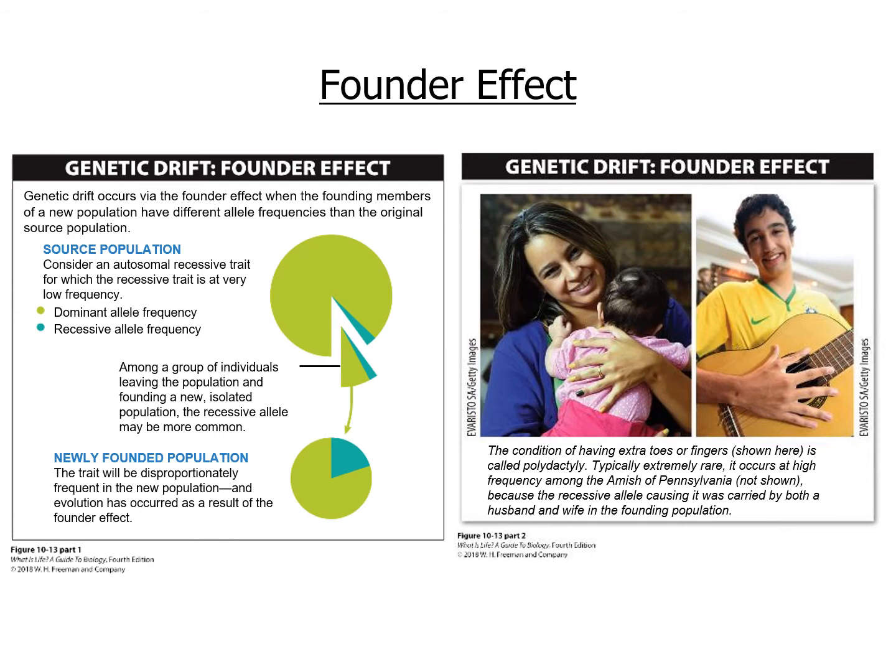It occurs at a much higher frequency among the Amish of Pennsylvania. And this is because the recessive allele causing it was carried by both a husband and wife in the founding population. Those founding members of the Amish in Pennsylvania were polydactyl. They had those alleles. So they then passed that on to their next generation, and that next generation passed it on until it became relatively commonplace amongst that community. So that is founder effect.